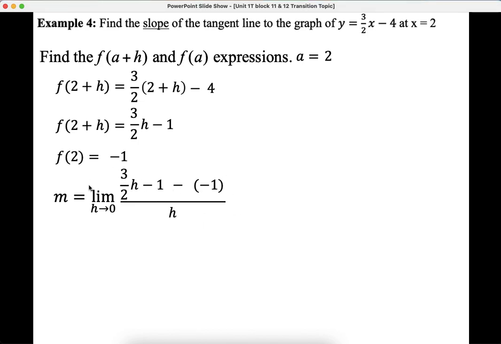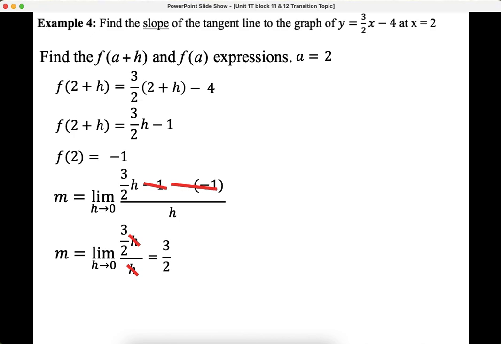So here's our expression for our slope of our tangent line, or instantaneous rate of change, however we want to call that. And we end up having 3/2 h over h. And so we don't even have to factor because we only have a single term above. We can cancel the h's, and we have a slope of 3/2.